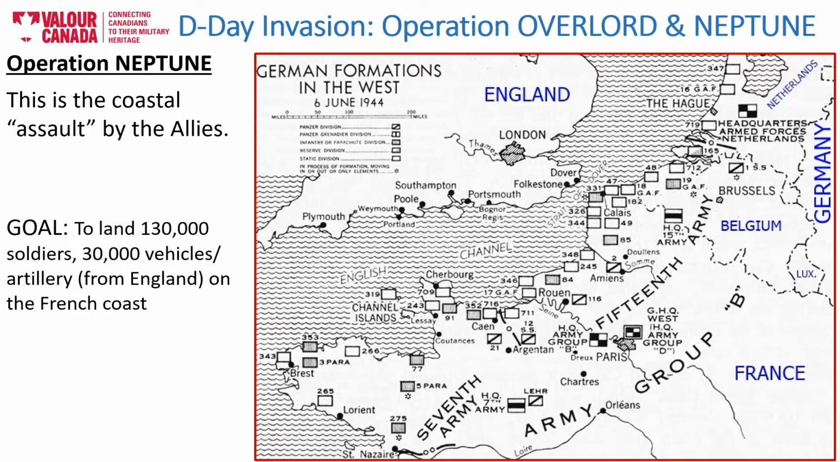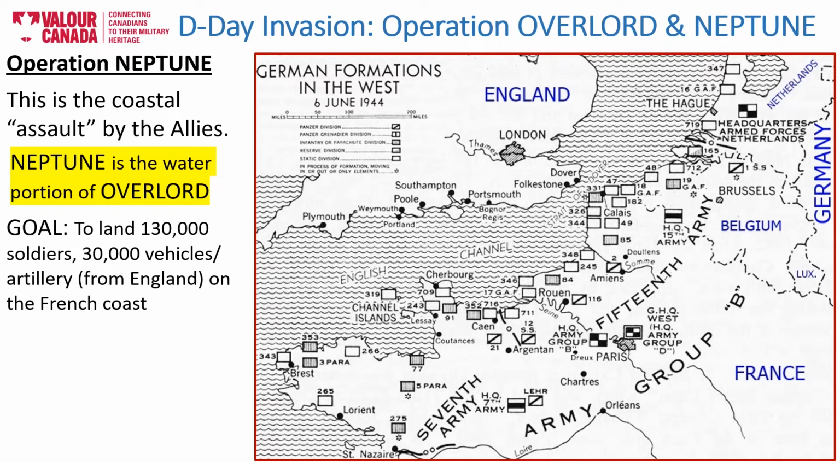Now, today in your activity, you're going to be focusing on Operation Neptune, and this is a small piece of Operation Overlord. Operation Neptune is the water portion of Overlord. So that's just the part where you get all your soldiers and equipment from here and somehow get them across the channel and land them in France somewhere.